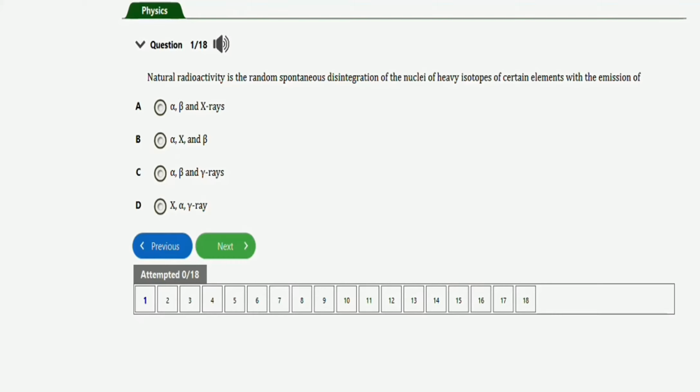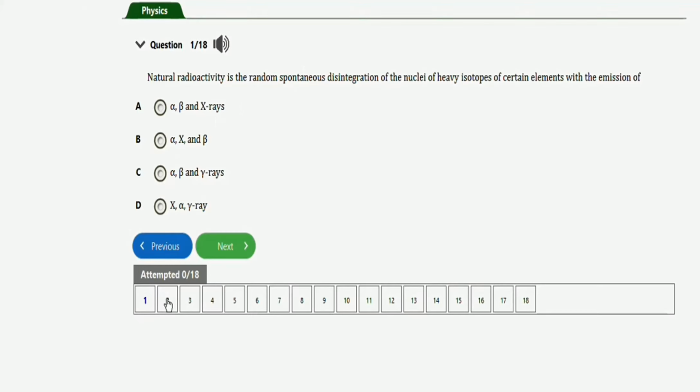Let's get started. The first question I have here says, natural radioactivity is a random spontaneous disintegration of the nuclei of heavy isotopes of certain elements with emission of alpha, beta, and X rays? No. Alpha, X, and beta rays? No. We have alpha, beta, and gamma rays? Yes, that's correct. Basically, this Y stands for gamma rays. Option D says X, alpha, and gamma rays. No, so the right option is option C, which is alpha, beta, and gamma rays. Alright, take note of this question.